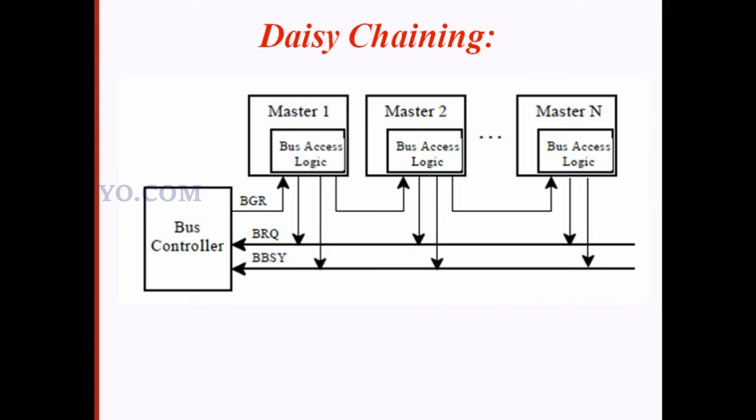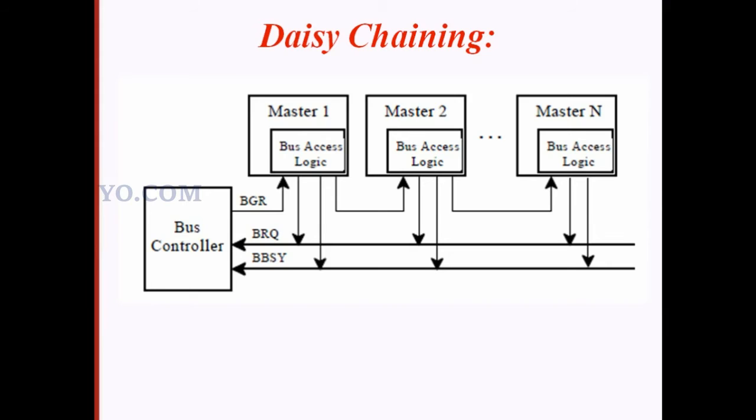Each master receives the signal and compares it with its own ID, because the bus grant signal carries an address or some identity. So it compares the bus grant signal ID with its own ID. If it matches, it produces the bus busy signal. If it does not match, it transfers the bus grant signal to the next master. The next master does the same action and transfers it on to the next master.